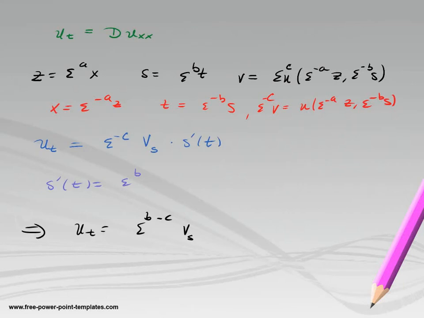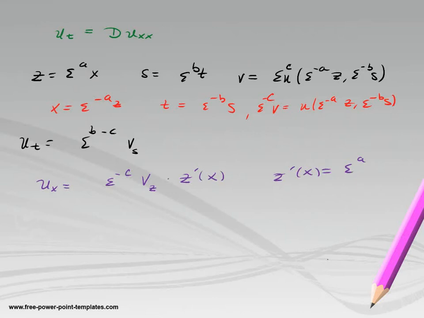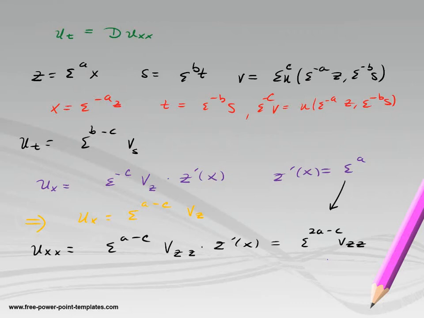So ut is epsilon to the b minus c vs. And then ux is epsilon to the minus c vz times z prime. Z prime I've already calculated is epsilon to the a. So ux is epsilon to the a minus c vz. Drop it all into the heat equation. If you noticed, instead of z prime, I've dropped in epsilon to the a. And I'm going to get two of them because I had one derivative and then another derivative.